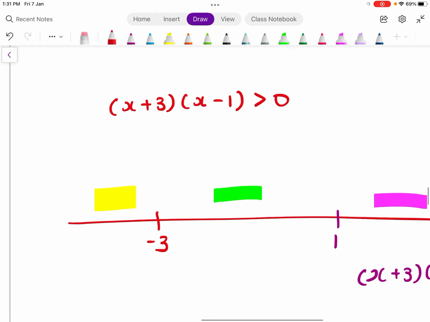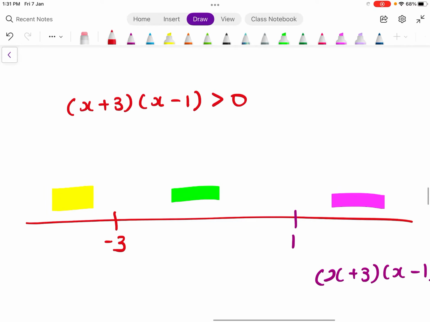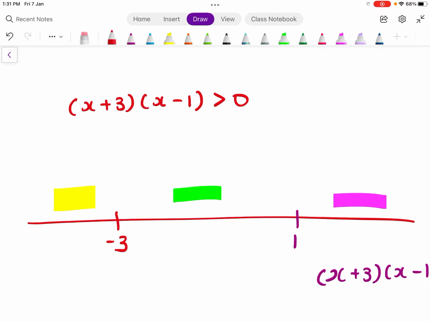first things first, I write down the inequality (x + 3)(x - 1) > 0. The next thing I need to draw is the number line. I just put down the x values first: x equal to positive 1 or x equal to negative 3. And you notice there are 3 regions to it, right? There's a yellow region, a green region, and a purple region.